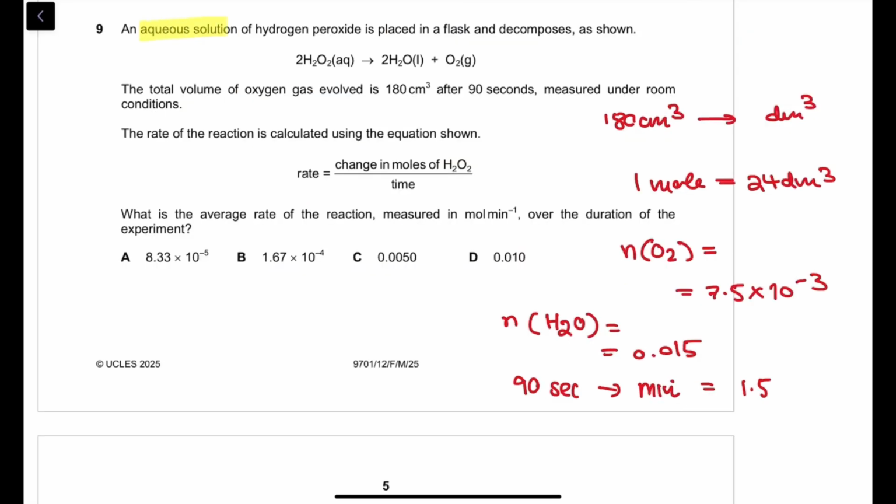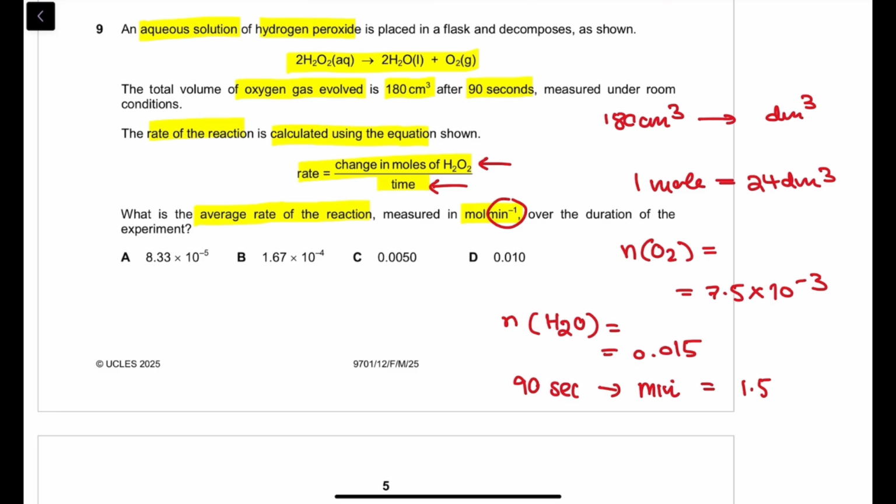Question number 9. An aqueous solution of hydrogen peroxide is placed in a flask and decomposes as shown. This is the equation for it. The total volume of oxygen gas evolved is 180 centimeters cubed after 90 seconds, measured under room conditions. The rate of the reaction is calculated using the equation shown, where the rate is the change in moles of hydrogen peroxide over time. What is the average rate of the reaction measured in moles per minute over the duration of the experiment? So we need the moles of hydrogen peroxide and we need the time in minutes.